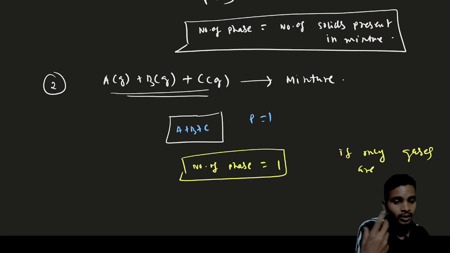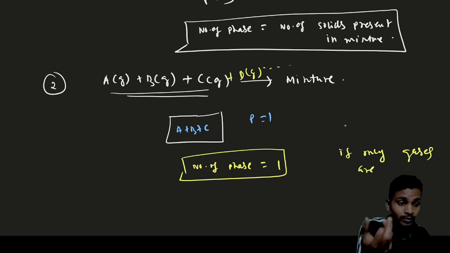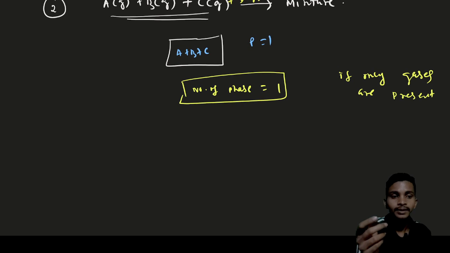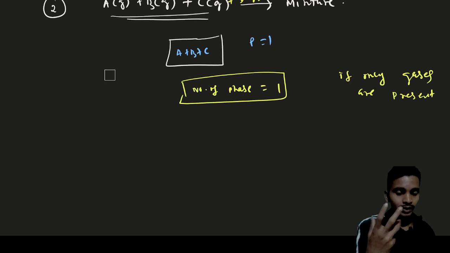It may be D gas, an infinite number of gases present, then also it looks the same, because we are not able to see the gas in the naked eye. So if only gases are present, then phase is 1. Okay, then we will discuss the third point. We have seen solids present, and gases present, and now the phases for liquids.